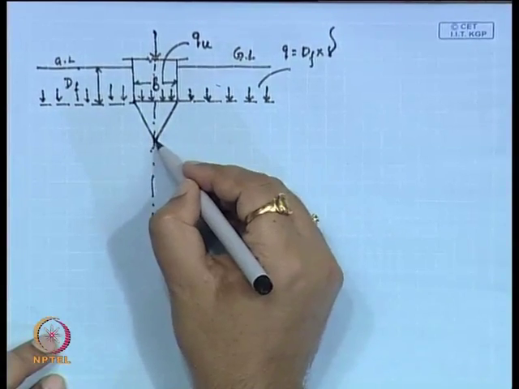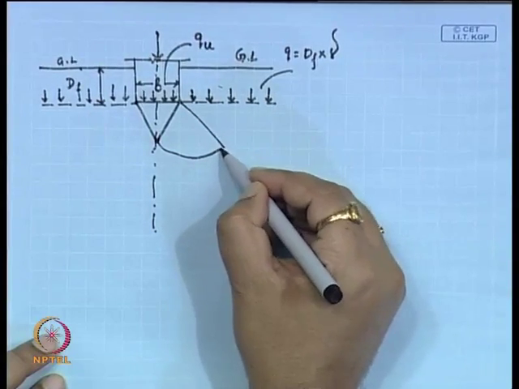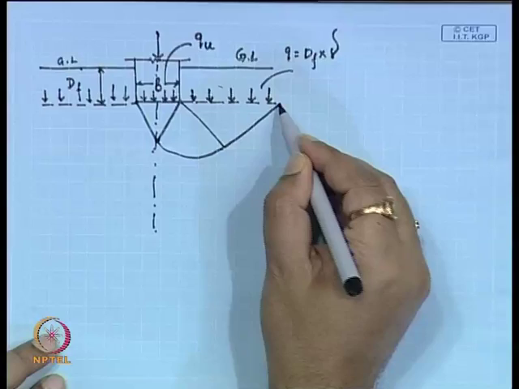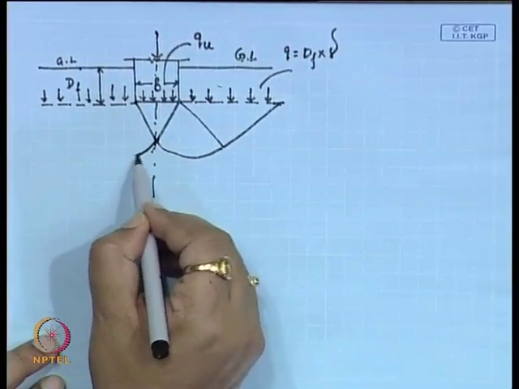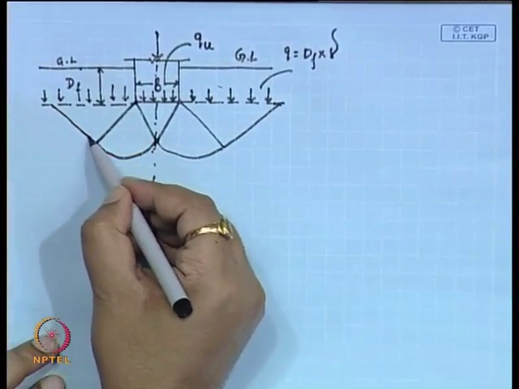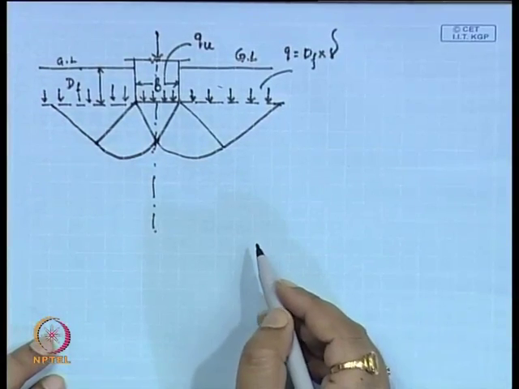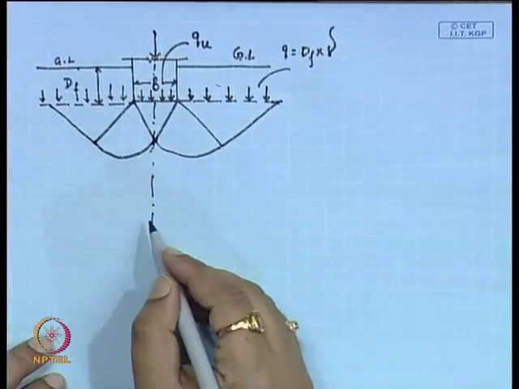Then there is a logarithmic spiral, and then a straight portion. Similarly, here this triangular portion, then the logarithmic spiral portion and the straight portion. So, this is the failure surface that is considered for this analysis.